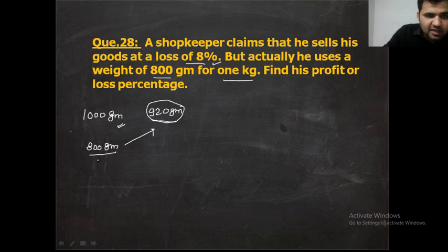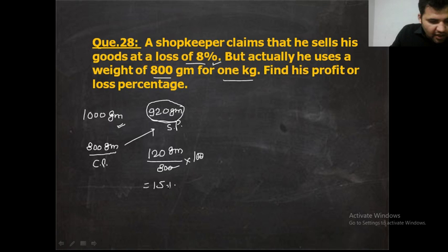So this is his investment, that means this is the cost price and this is the selling price. So profit is of what percent? How many grams? 120 gram. 120 gram profit over an investment of 800. So what is the profit percentage? You can see this would be the 15% profit. Okay, so 15% profit will be the answer of this question.